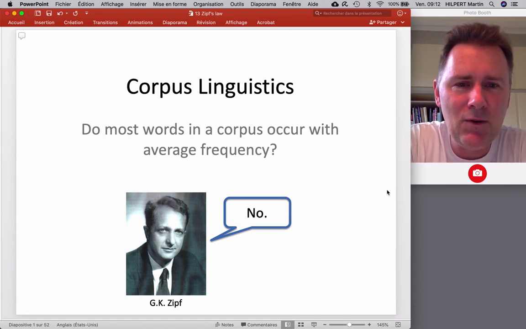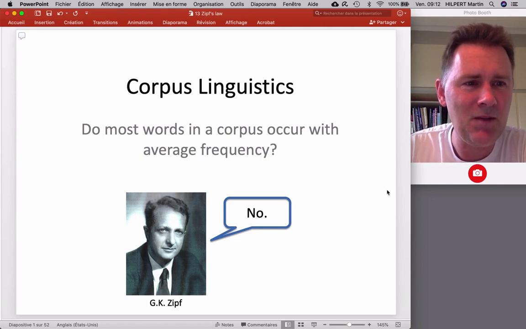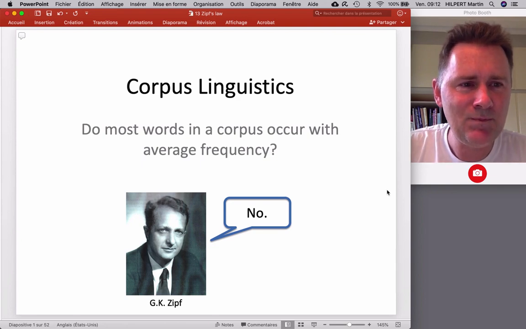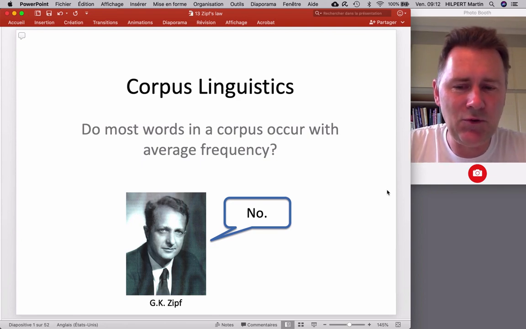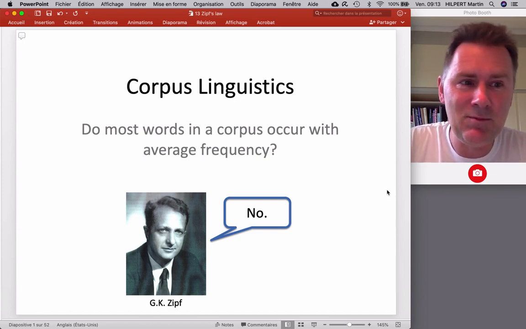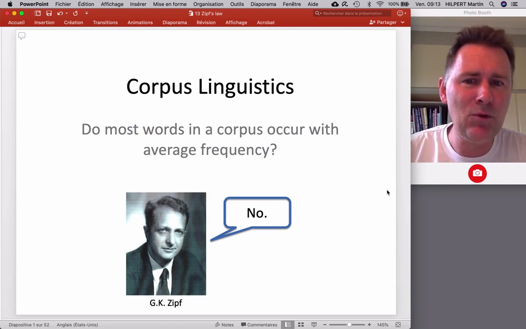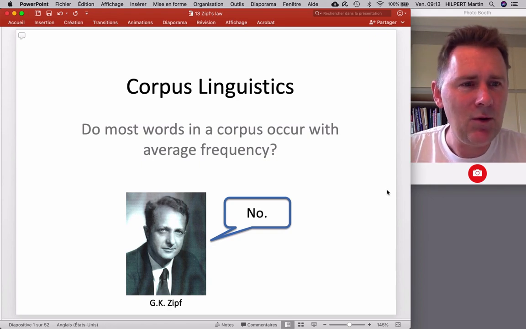Now let's think of words in a corpus. Do you think that there are average frequency words and only a few that occur many, many times, and then another few that occur almost never? Well, here's a picture of George Kingsley Zipf, who has formulated a law that is called, well, Zipf's law, and he tells us, well, no, absolutely not. Most words in a corpus do not occur with average frequency. In fact, they follow a very different pattern that's actually quite surprising. So this is what we're going to talk about in this video.